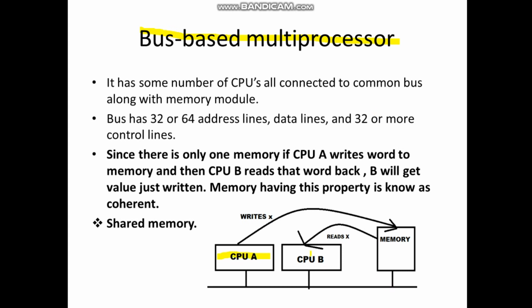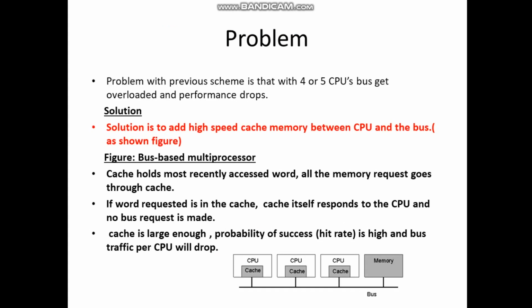Suppose we have two CPUs, CPU A and CPU B. And CPU A writes a word to the memory called X and CPU B reads that word in some microsecond. The CPU B will get the value just written. This property of the memory is called coherent. Bus-based multiprocessor has a shared memory.